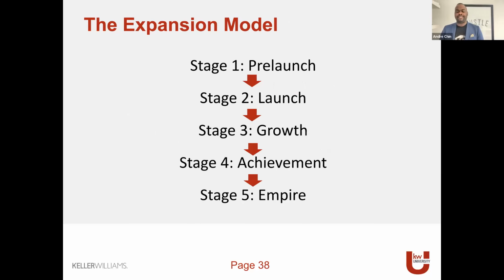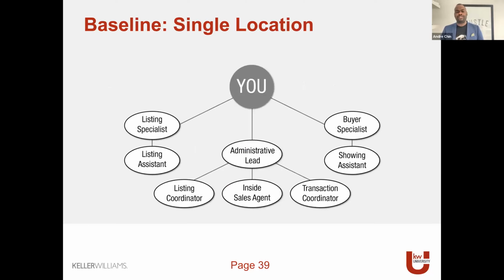These were those 5 stages we talked about on the hockey stick curve. But this is what it looks like in a baseline single location. So this is how you're going to start. It's going to be really hard to expand if you don't have some of these things in place. Now, you may be able to get away with not having a showing assistant. Maybe you don't have an inside salesperson, but these are questions you're going to ask yourself on the value that you're going to provide to the partners that are with you.